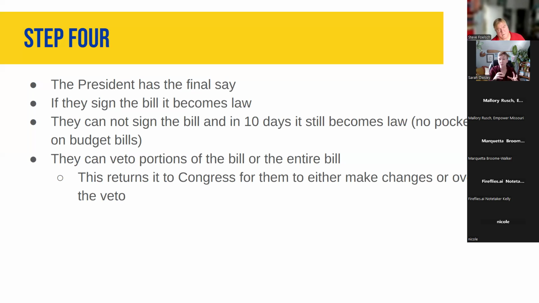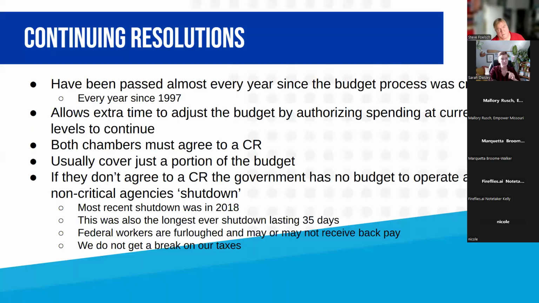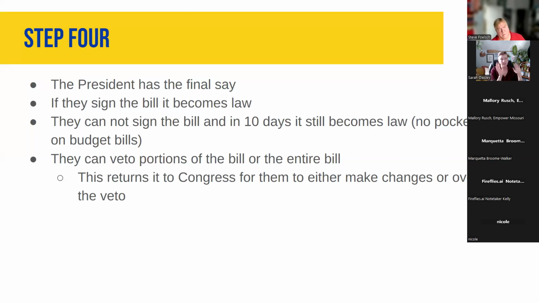They can veto portions of the bill or the entire bill, which will return it over to Congress, give them an opportunity to overturn that veto or make changes to bring it in line. That's sort of the very last step. Step 4 is the very last step. And I think that is it in this section.